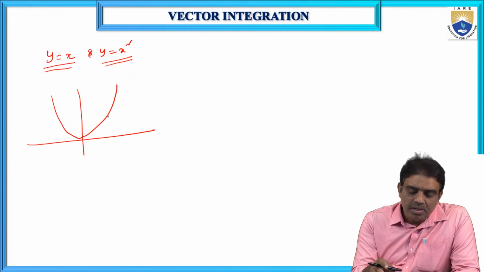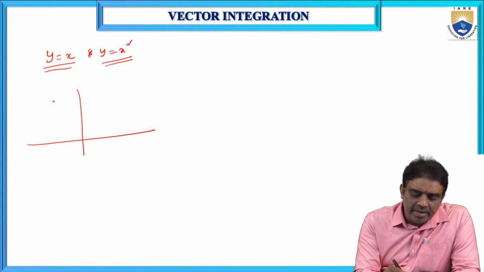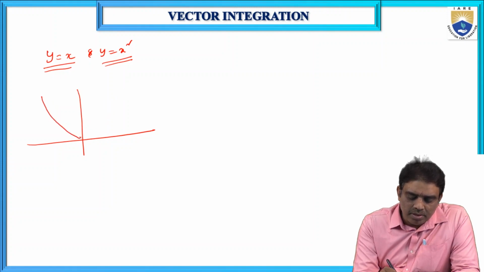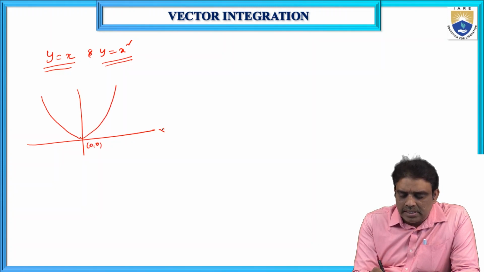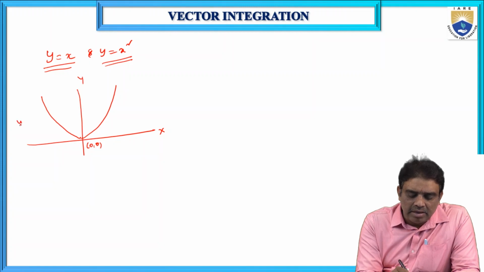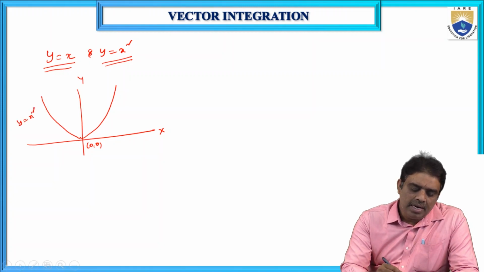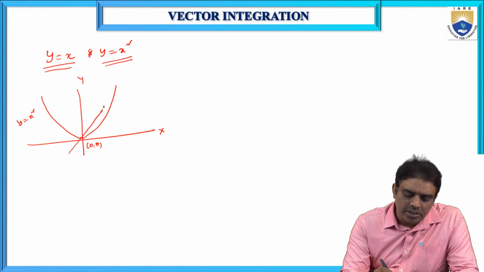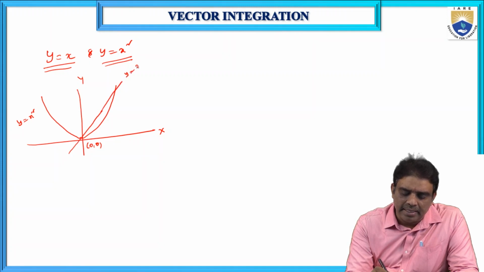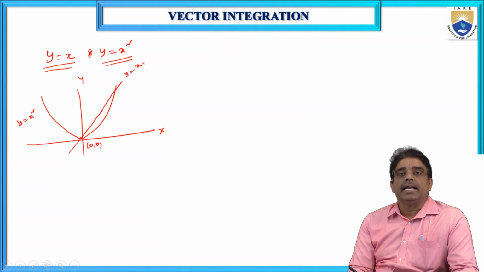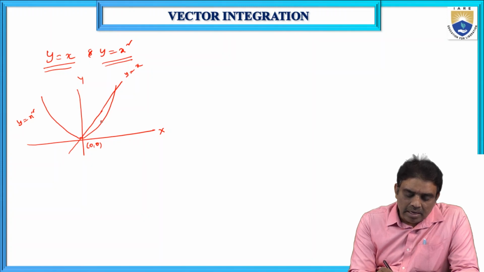So it should be drawn in a symmetrical way. I will draw it here. This is the origin 0, 0, this is the x-axis, and this is the y-axis. This curve is y is equal to x square, and the other one is a straight line passing through the origin, the y is equal to x line. Now the curve is like this.